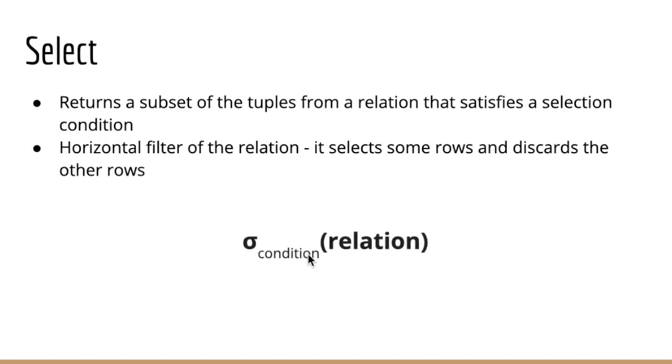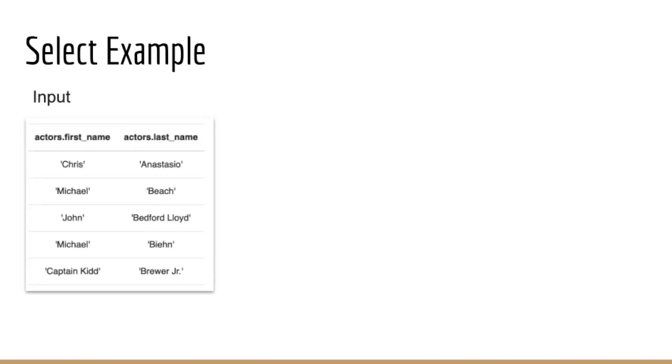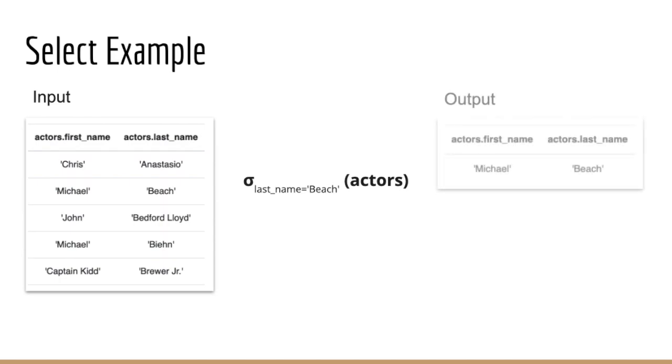The notation for select is sigma, followed by the condition, and then the relation. For the condition, you can use any of the comparison operators including and, or, and like. Let's say we want to select all records with last name ending with beach. So our expression will be sigma followed by last name equals beach followed by the actor's relation. And this is the output.